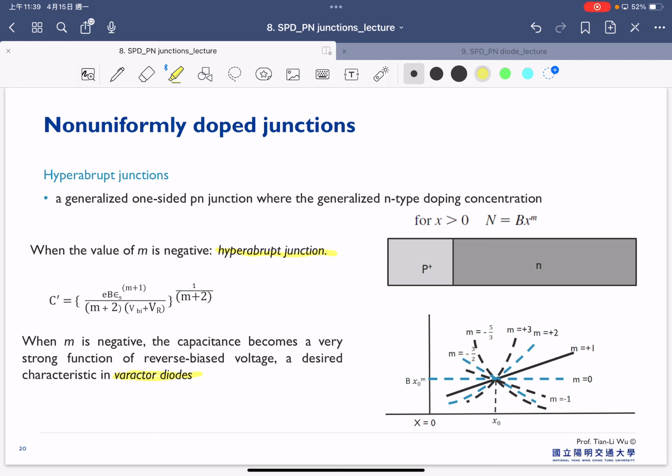But I just want to let you know that no matter what kind of junction doping profile, based on our analysis following from the charge distribution, we should be able to derive the electric field, the potential, and in the end calculate the junction capacitance. Okay, so that's the end of this chapter.